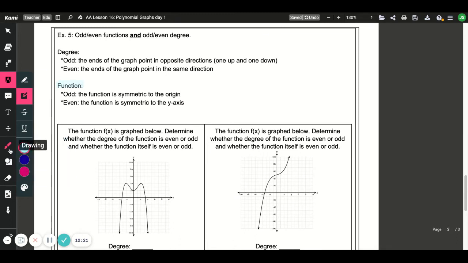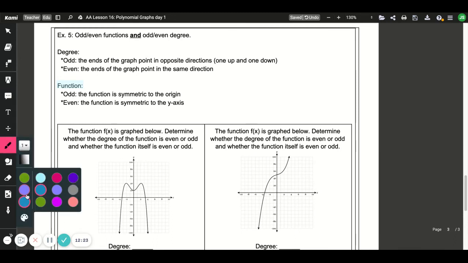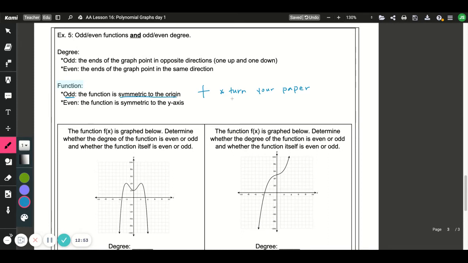An odd function is symmetric to the origin. So we're going to look at the graph and try to see what it looks like. So an odd function, which is what we were talking about up there, is symmetric to the origin. Symmetric to the origin means that if you turn your paper completely upside down, it will look exactly the same. So put a note, because sometimes we forget what symmetric to the origin is. Turn your paper upside down. It looks the same.